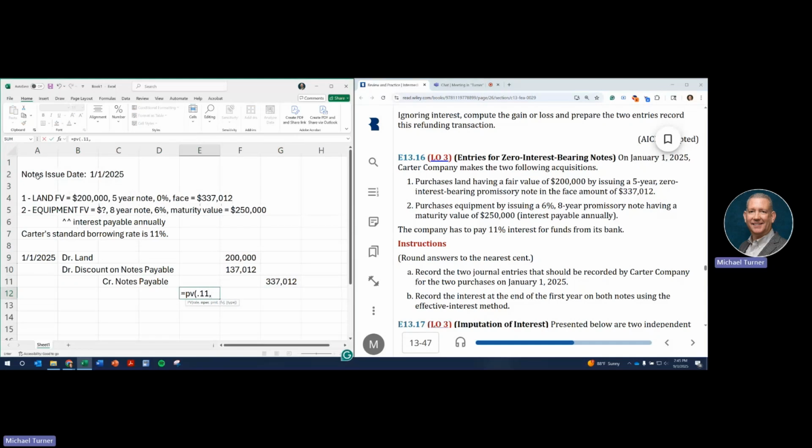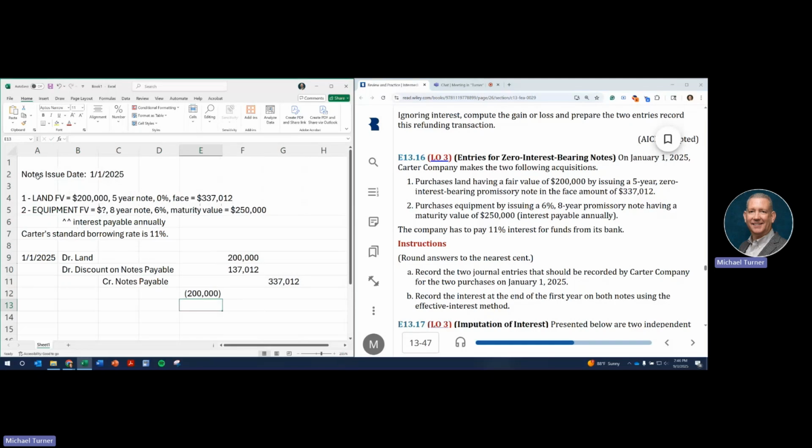And then how many years do we go out? We go out 5 years. I'm not looking for a payment. I'm looking for the future value. And the future value is $337,012. I want to know, what is that today? What is $337,012 backed up 5 years at 11%? So that one cash flow that occurs in 5 years, what is that cash worth today? And it's $200,000, the exact amount that we recorded as the fair value of the loan.